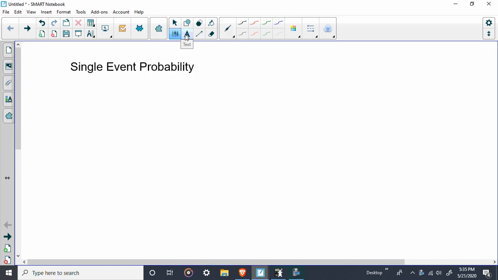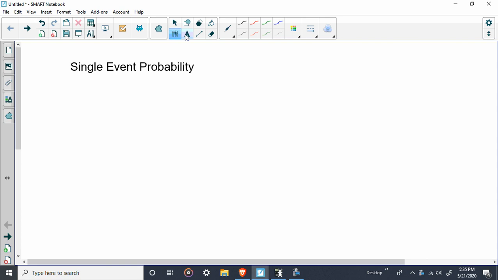All right, guys. Pretty straightforward today. I want to talk about single event probability. This is the most basic kind of thing you can get out of probability. And all we're saying is that if there's one thing that happens, a single event, we can make a prediction about the likelihood of the outcome.